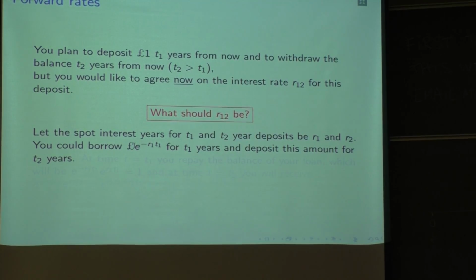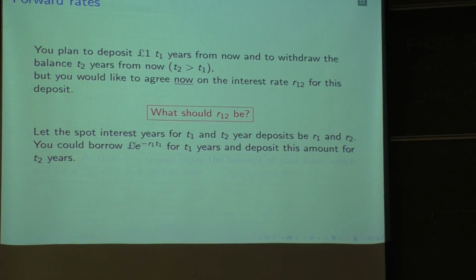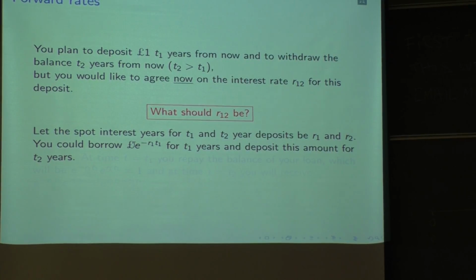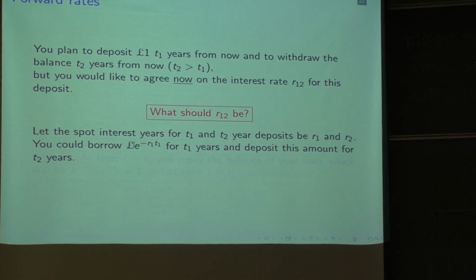Okay, everyone, roll up your sleeves, take a piece of paper, work on this problem. You borrow e to the minus R1 T1 pounds for T1 years at an interest rate of R1. At time T1, how much money do you have to repay? Come on, I want to see you rolling up your sleeves, taking a sheet of paper, writing something, scratching your head, looking at your notes.